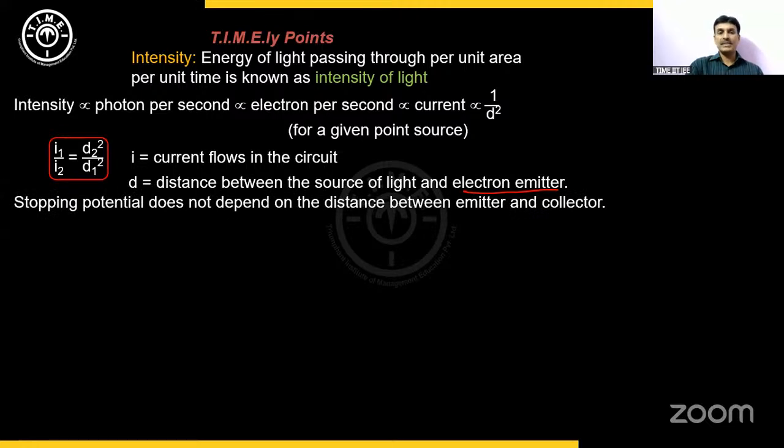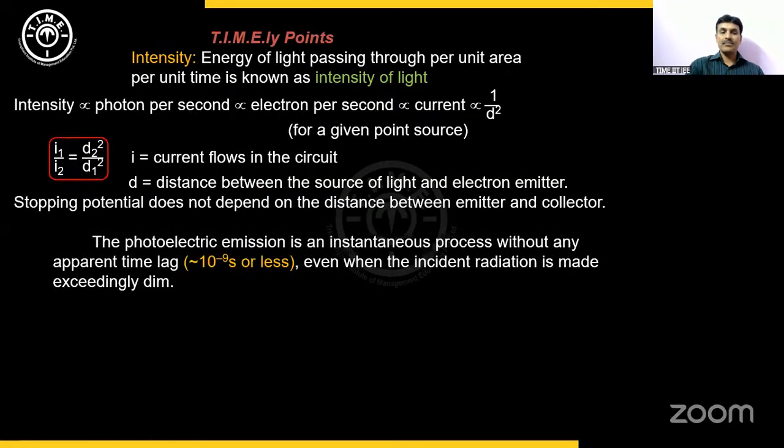Another important observation here is stopping potential does not depend upon the distance between emitter and the collector. Between emitter, that is P in our experiment, and collector, that is C, the metal anode. So it does not depend upon the distance between these two. Anyway, the space between these two is completely evacuated, right? So stopping potential is independent of this distance.